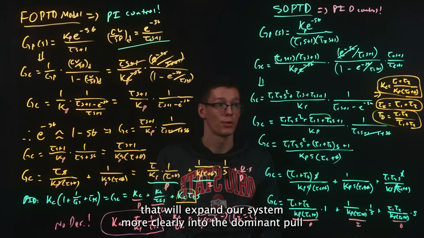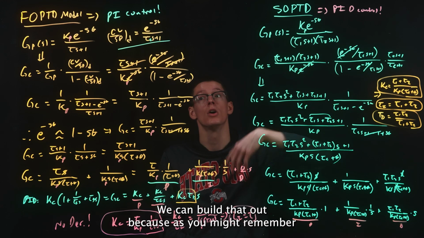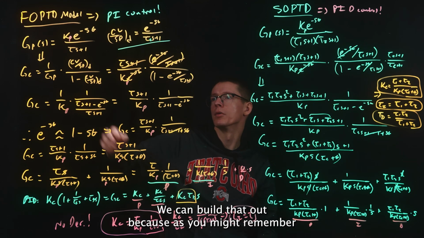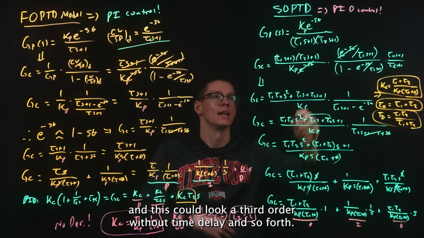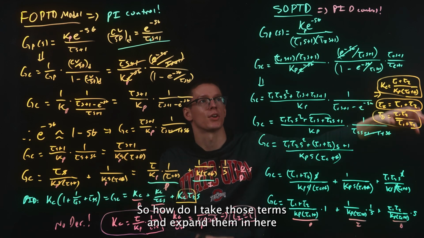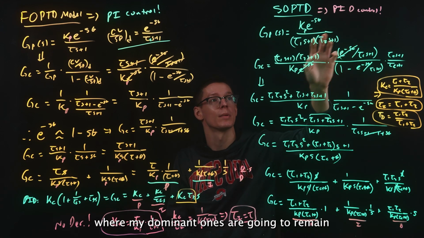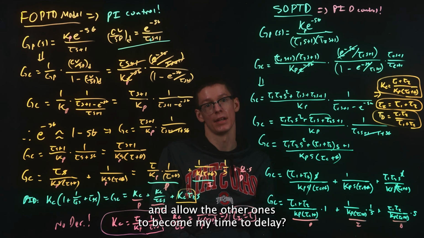And through the dominant pole that has to remain in the denominator versus being expanded by time delay, we can build that out. Because as you might remember, this in theory could look like a second order but without time delay, and this could look like a third order without time delay, and so forth. So how do I take those terms and expand them in here, where my dominant ones are going to remain and allow the other ones to become my time delay?